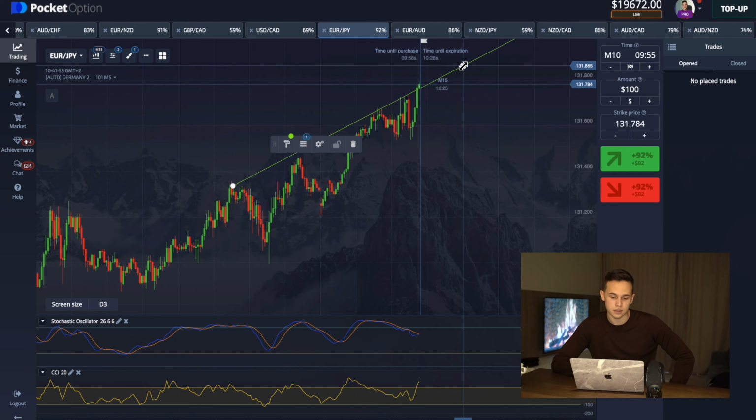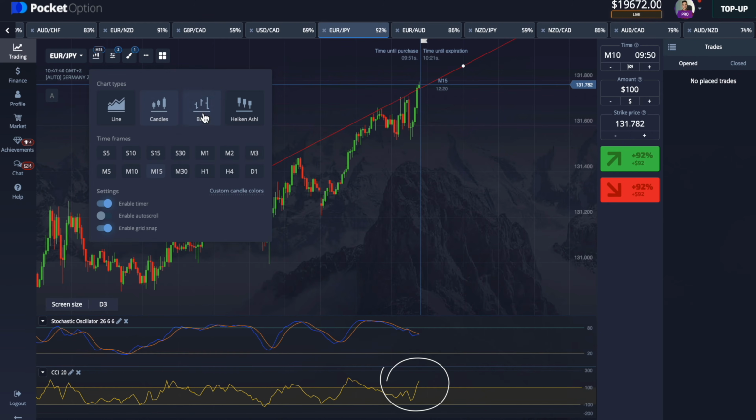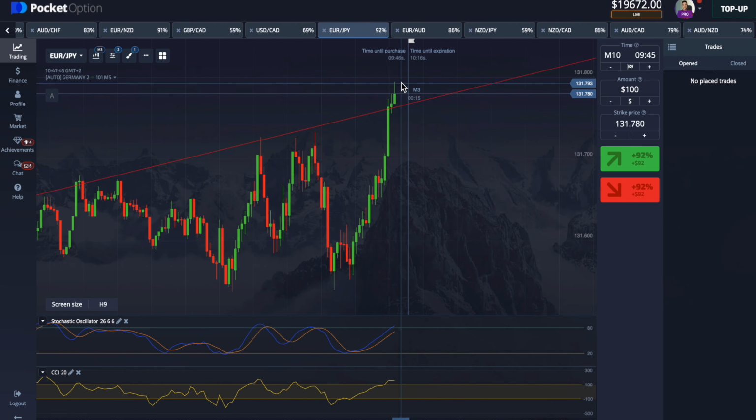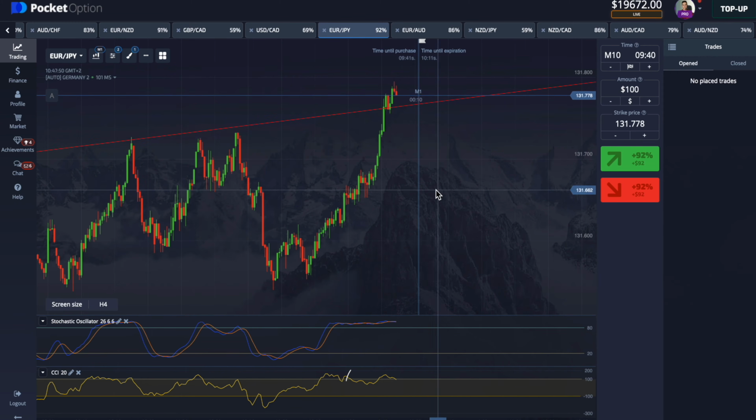And here, the CCI shows us the overbought peak, inviting us gladly to make a move, so we buy a put option that expires in 5 minutes.